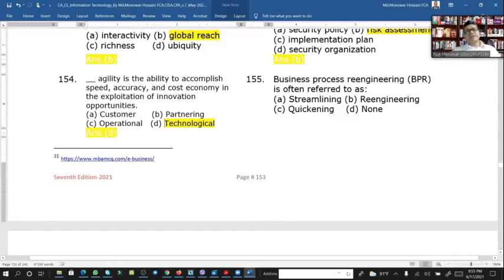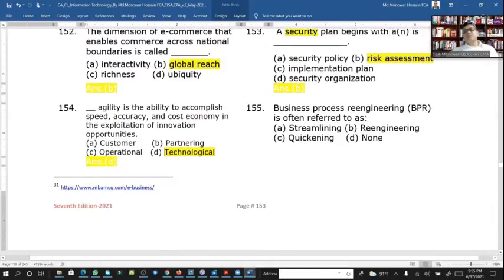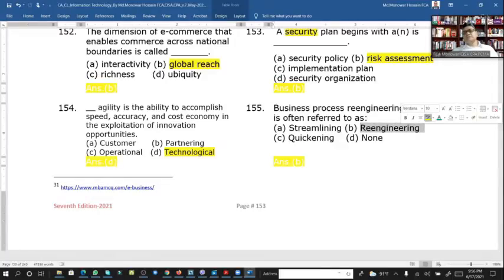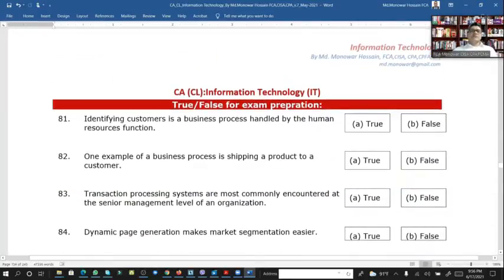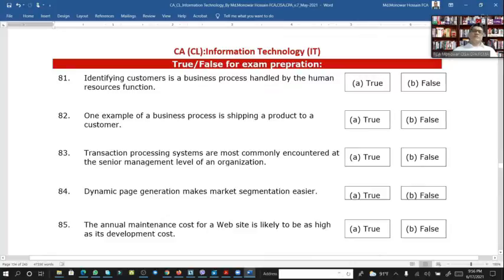So technological ability is the ability to accomplish speed, accuracy and cost economy in the exploitation of innovation opportunities. And the last MCQ, 155: business process reengineering often refers to what? Reengineering. Business process reengineering, also the reengineering. Okay, so now true, false. Lastly, we discussed up to 80. So now 81.